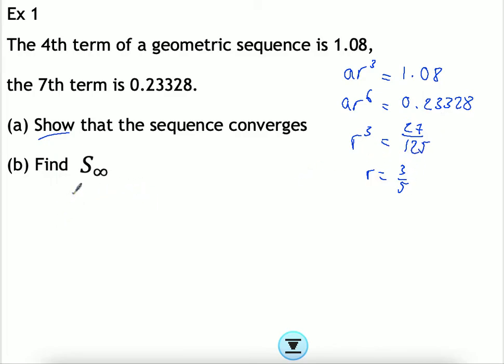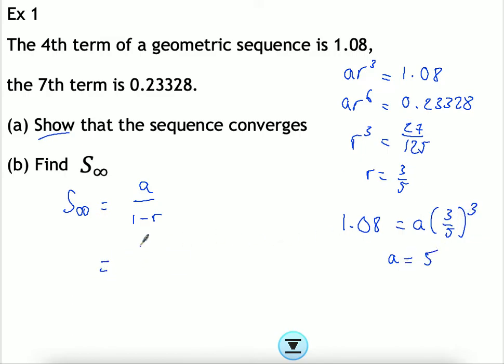Perfect. So the sum to infinity in the formula book is a over 1 subtract r. So we need to work out what a is, and then we can work it out quite easily. So 1.08 was a times 3/5 cubed. So if I divide 1.08 by 3/5 cubed, a is 5. So the first term in the sequence was 5.